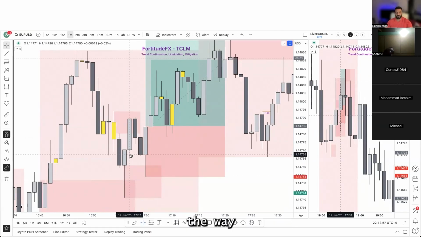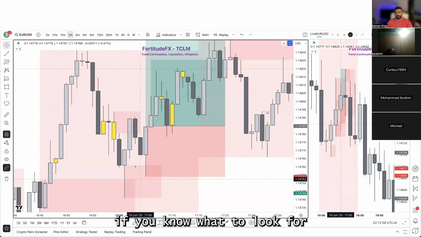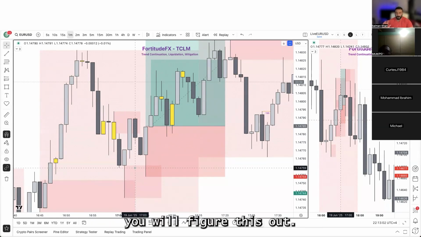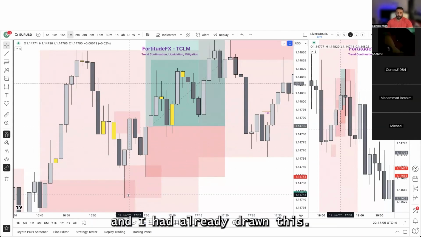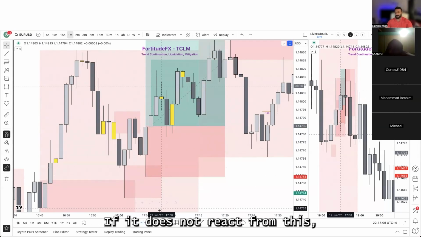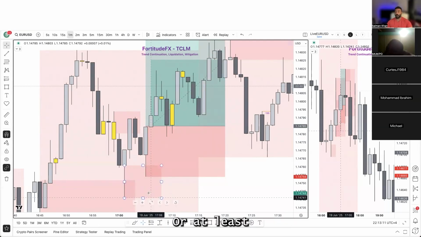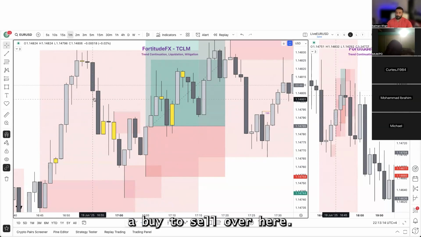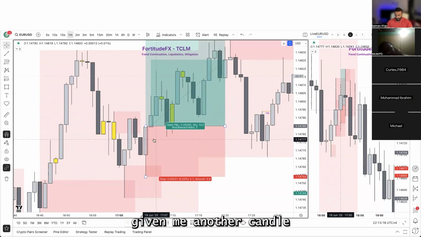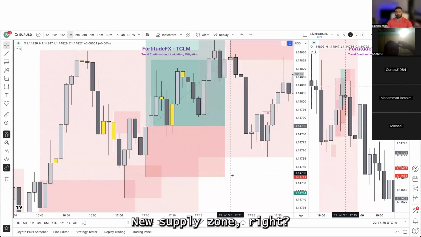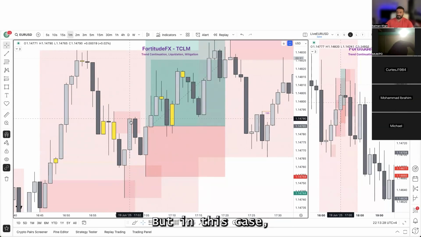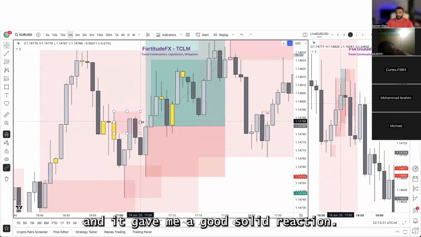It's highly predictable the way price moves. If you know what to look for within the supply and demand battle, you will figure out that price is extremely predictable. Price came down and I had already drawn this. I knew it was going to react from this. If it does not react from this, price is going downwards, or at least it would have given me a buy to sell over here. So a buy, and then it would have given me another candle and it would have taken over. And that buy to sell would have become my new zone, a new supply zone, right? But in this case, price came in and it gave me a good solid reaction.